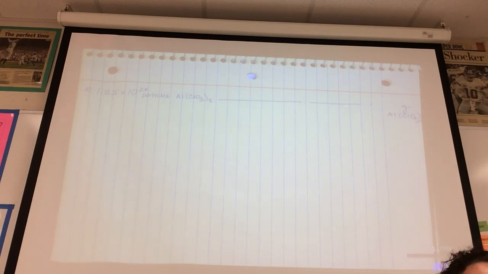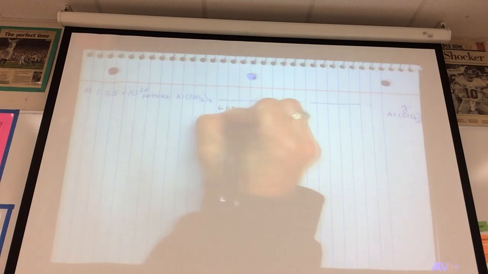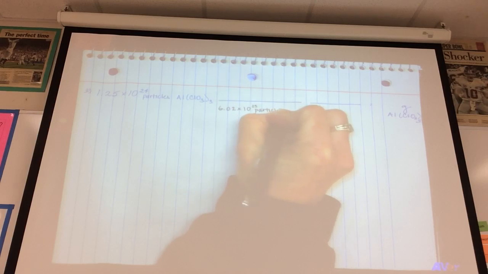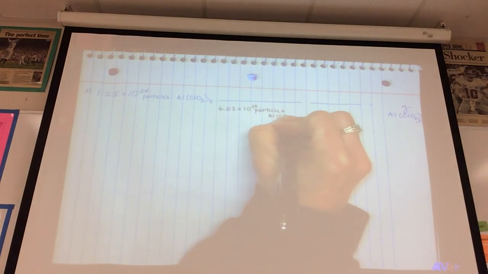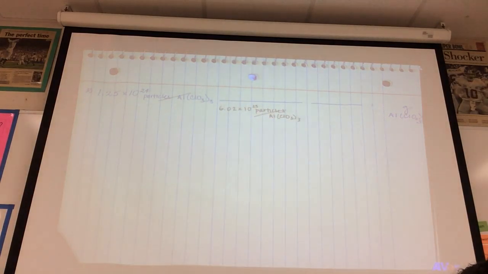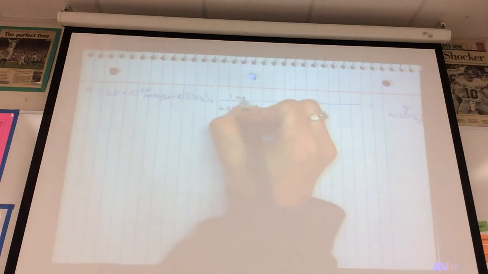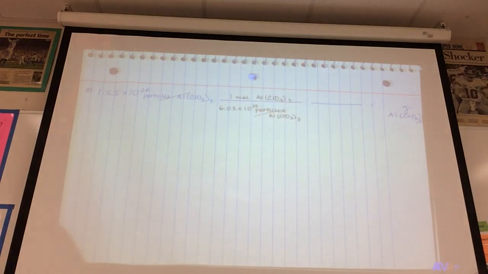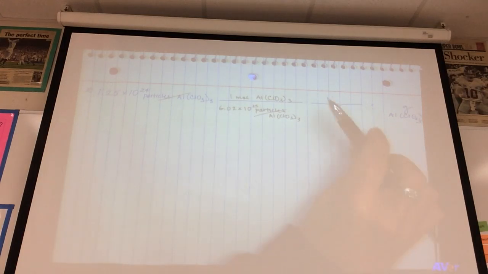What should I do? Absolutely. Avogadro's number in the denominator here, why? Because you're going to cancel that unit out. And what always goes in the other position? 1 mole of it. Now you're at moles and you want to get to mass. So what are we going to put in the denominator of this second fraction?